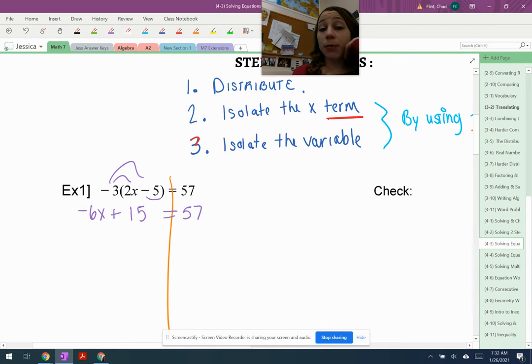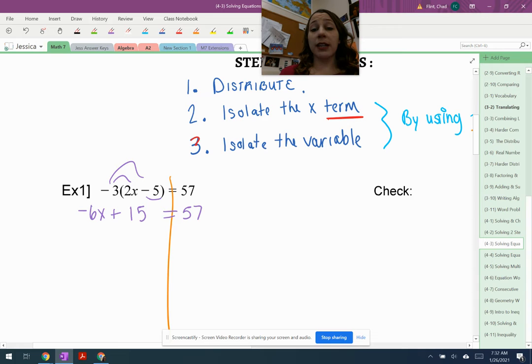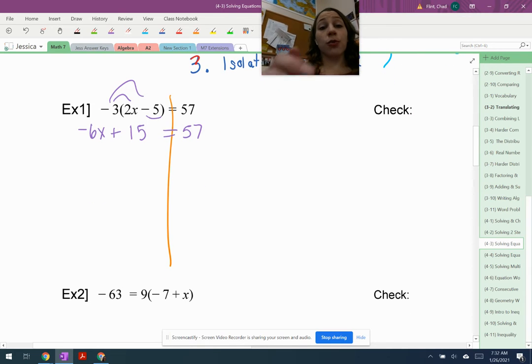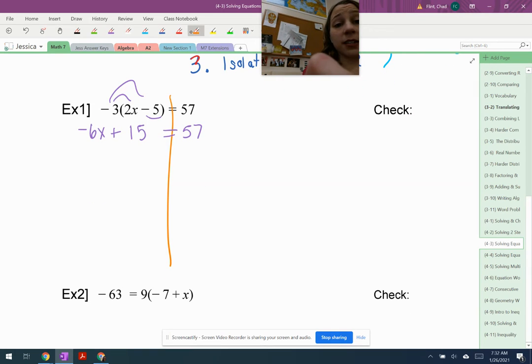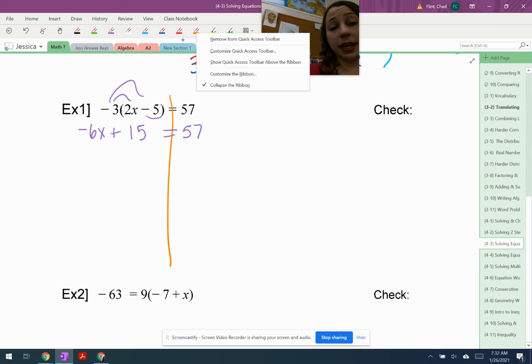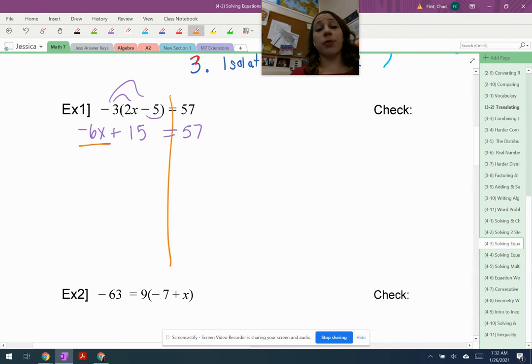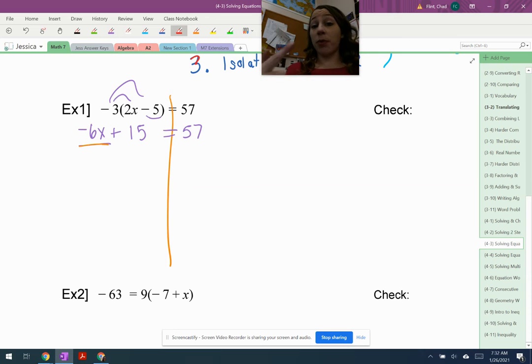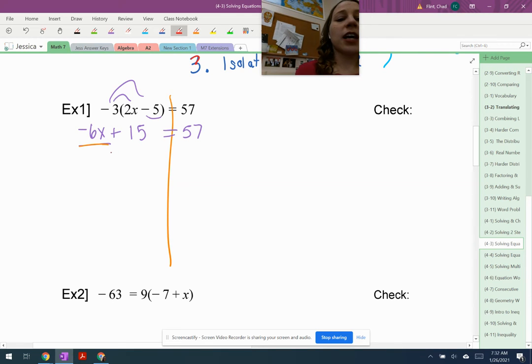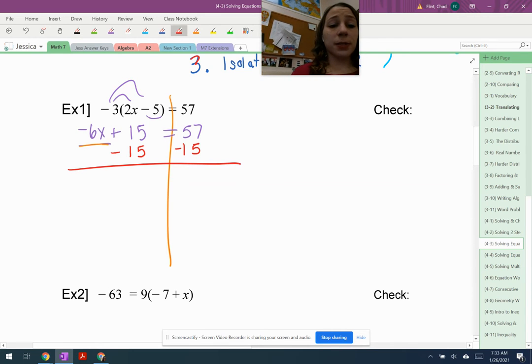Okay, step 2 tells me to isolate the x term. So the piece that has the x, that would be the -6x, right? That's the x term. So what's preventing that from being by itself? That would be that 15. The opposite or the inverse operation of a positive 15 is a -15. So we're going to minus 15 from both sides.